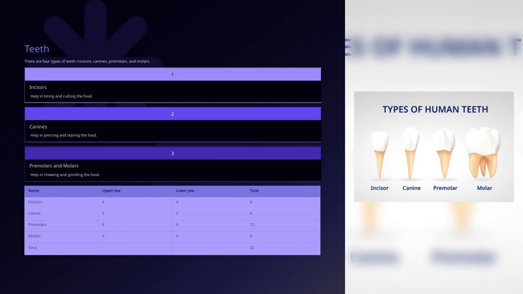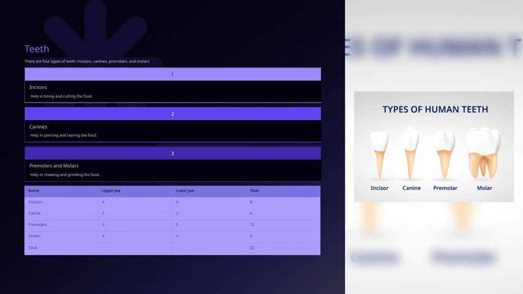Next, we have the canines, with 2 in each jaw, making 4 in total. Canines are pointed teeth that help us pierce and tear food apart, which is especially useful for eating meat or tougher foods. Then there are the premolars and molars. Each jaw has 6 premolars and 4 molars, totaling 12 premolars and 8 molars.